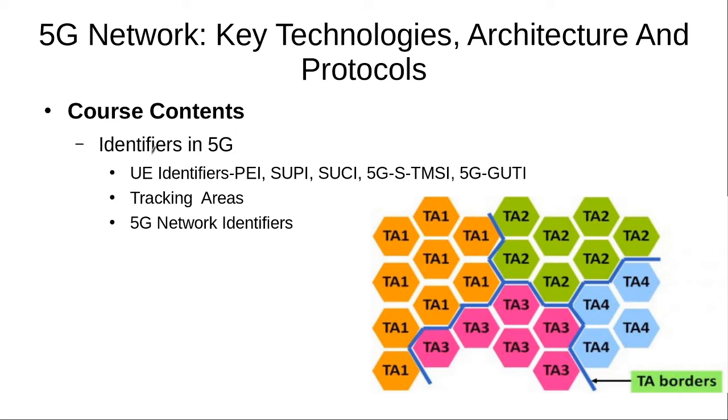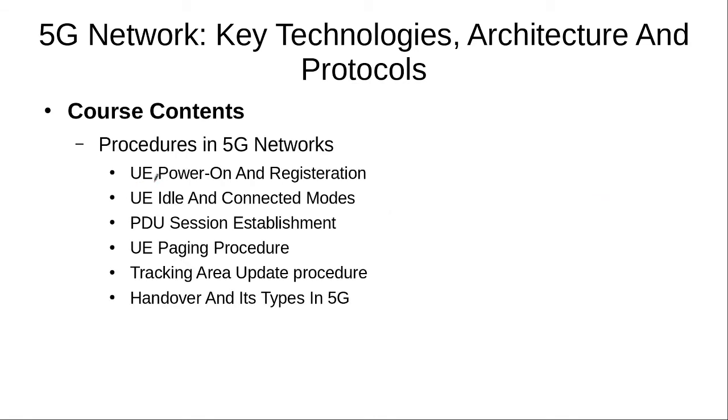After that, we will study the identifiers in 5G. What are the user equipment identifiers? What are the 5G network identifiers? What are 5G tracking areas? And once we know the identifiers, then we are able to understand the procedures in 5G. And we are going to study these procedures.